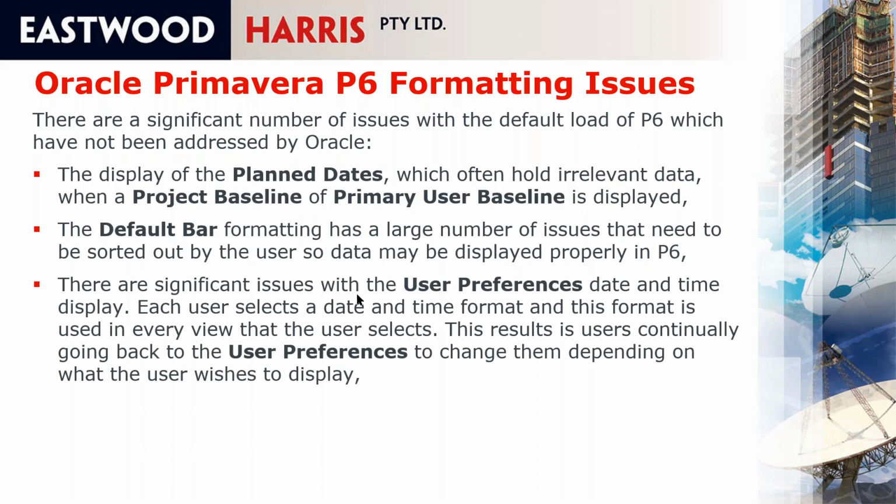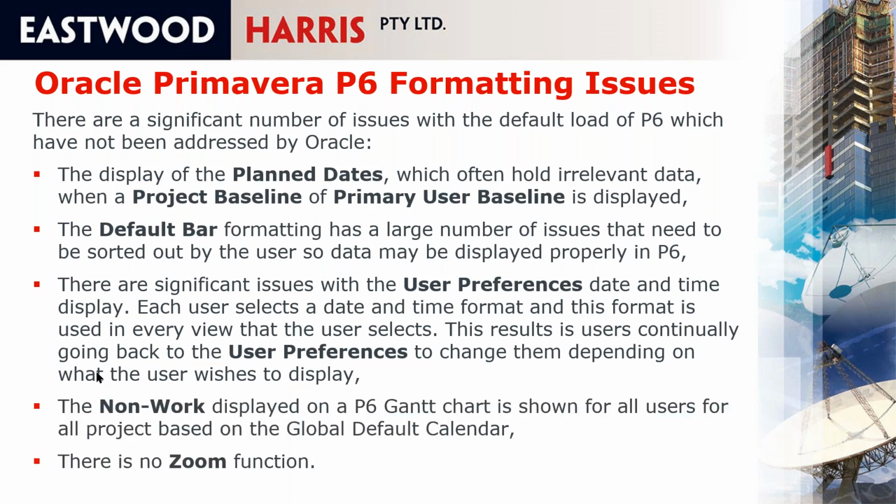There are significant issues with the user preferences and date and time display. A user must show the hours when they are assigning actual starts and actual finishes, and also when they are assigning constraints. If you don't show the hour, then P6 selects midnight for your actual start, your actual finish, and your constraints, and you end up with a program that shows information that's not logical. It's not logical to have activities starting and finishing in the middle of the night.